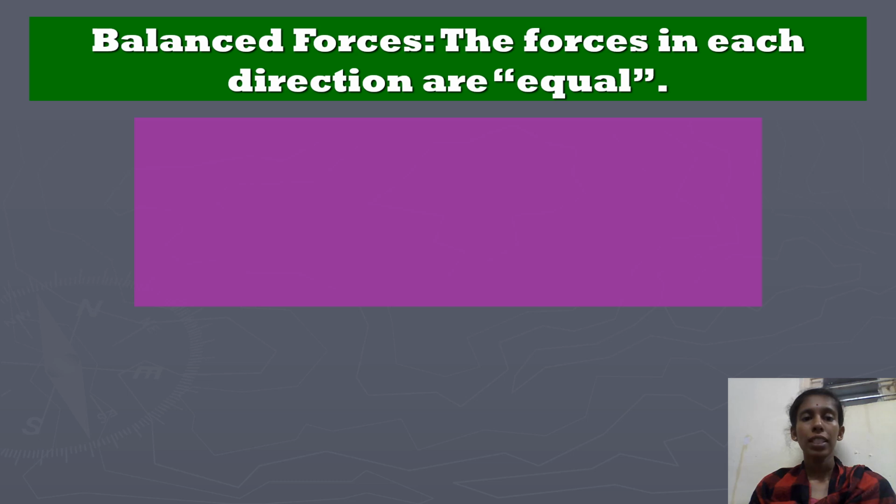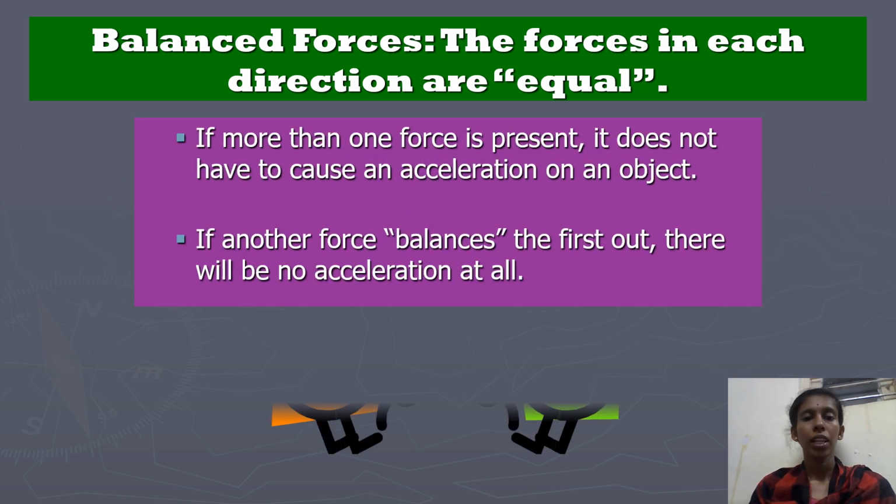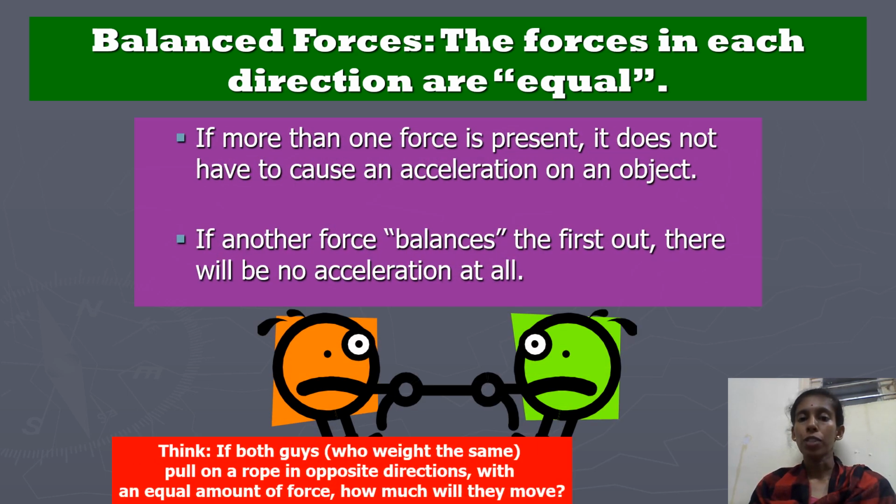So, the first one is balanced forces. The forces in each direction are equal. If more than one force is present, it does not have to cause an acceleration on an object. If another force balances the first out, there will be no acceleration at all. Think, if two guys pull on a rope in opposite directions with an equal amount of force, how much will they move?